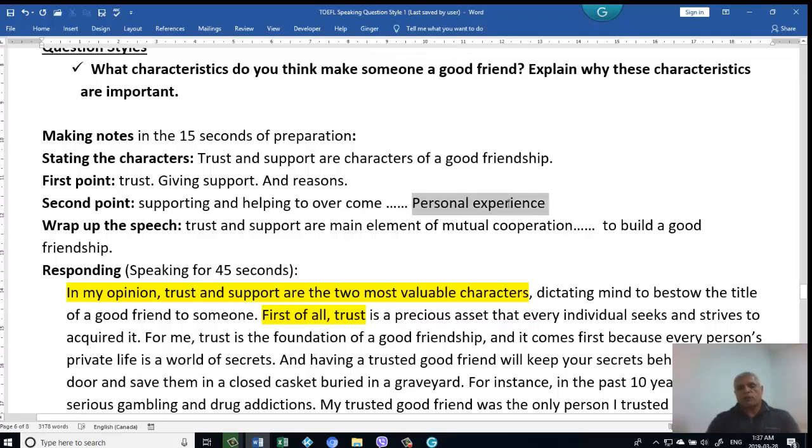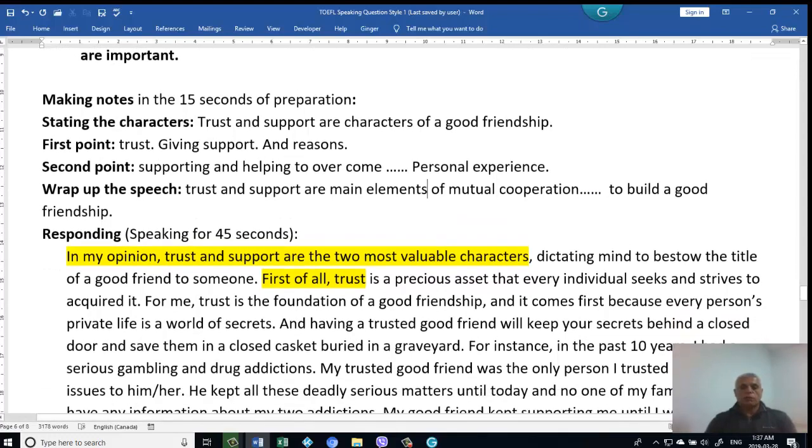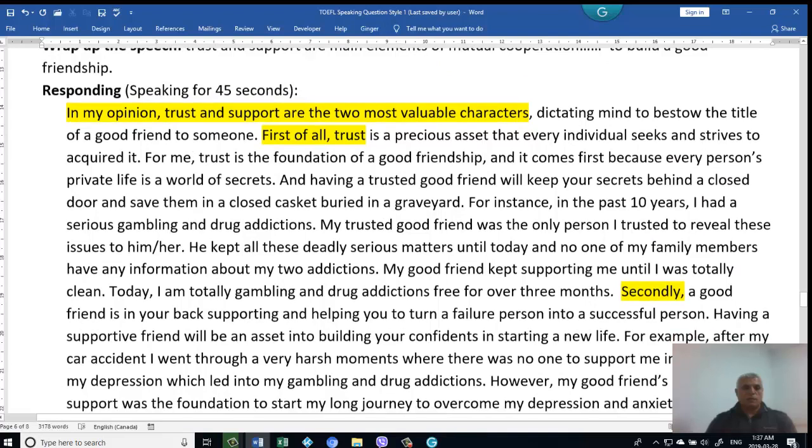Then we give a personal experience, then you explain why this personal experience was important to the person. Then to wrap up the speech, you go to conclude it. You say trust and support are main elements of mutual cooperation. Then you continue, maybe adding more, to build a good friendship. Let's go to how we are going to respond in 45 seconds.